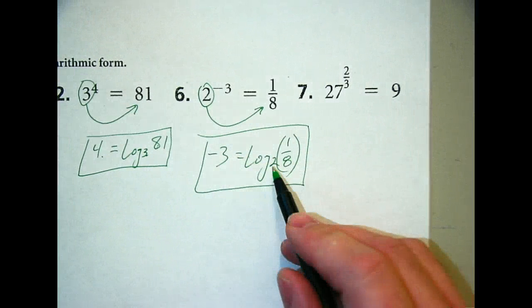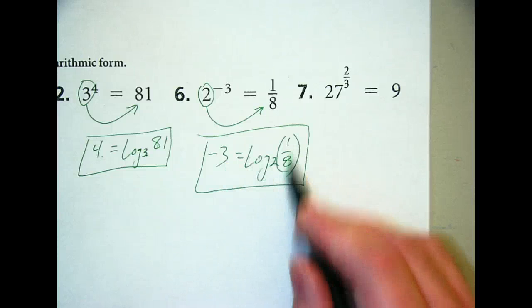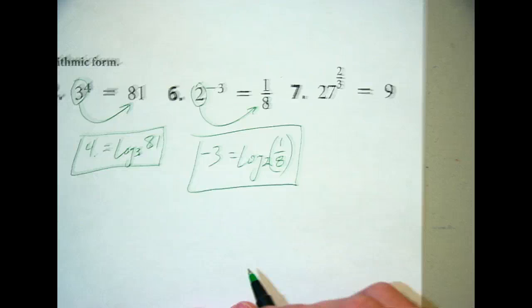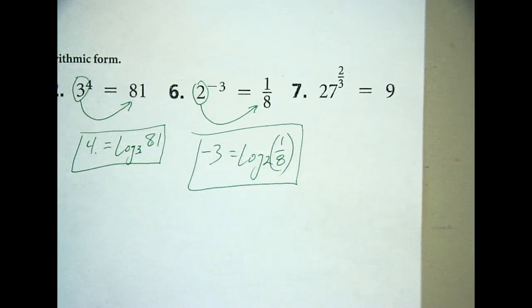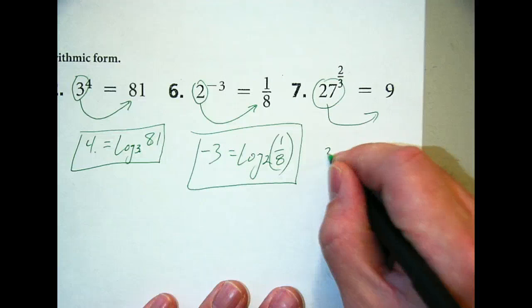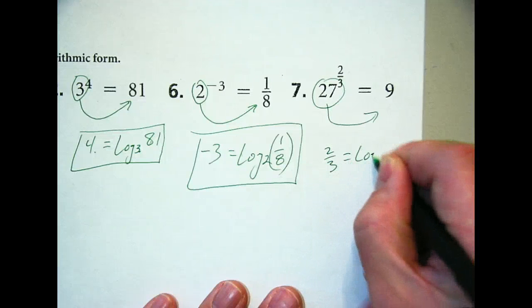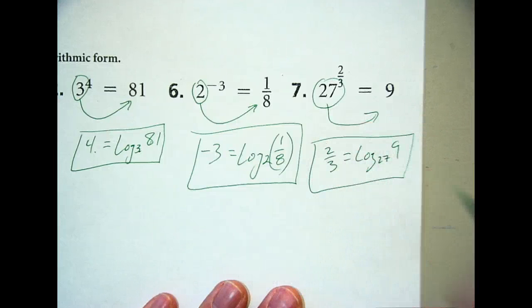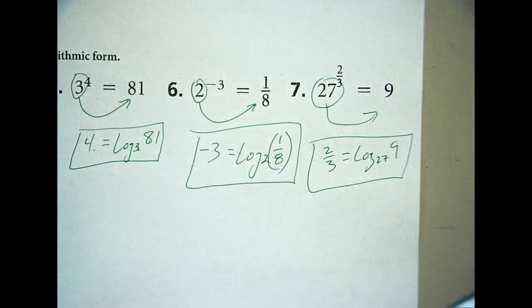So is 2 to the negative third power 1/8? It is. Okay. Questions with the negative there? Not a big change, just it's negative. This one then is 2/3 equals log base 27 of 9. All right. We got it?